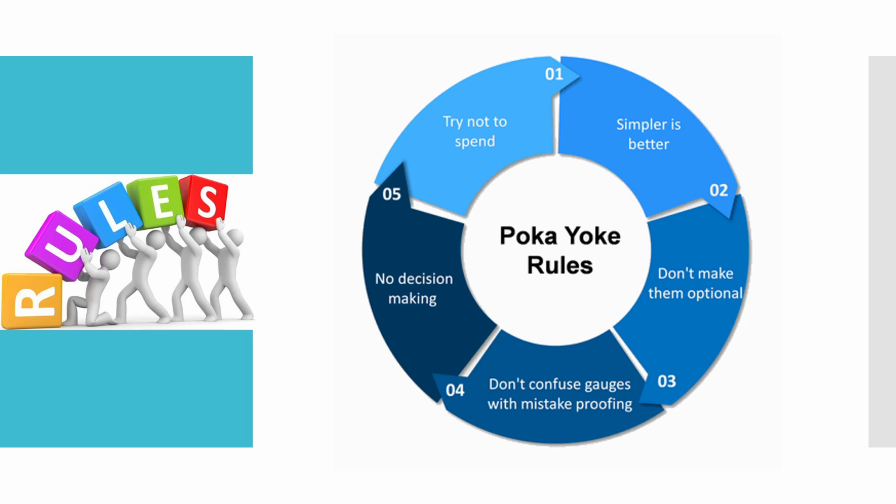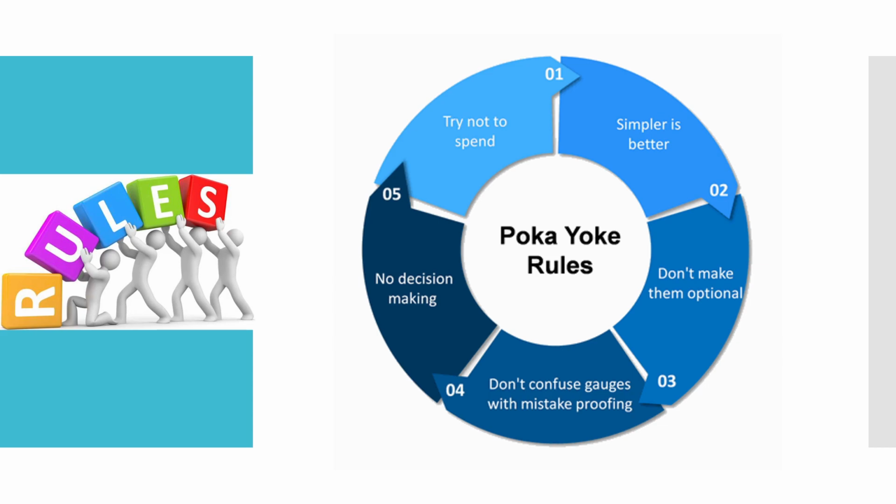Third, don't confuse Poka Yoke with mistake proofing. It should not happen that you have implemented the Poka Yoke, but the operators don't know how to use the Poka Yoke or how to handle the Poka Yoke device. And this is not the Poka Yoke. Once you implement the Poka Yoke, you should make sure that all the employees in the workplace are aware of handling that kind of device and that kind of tools.